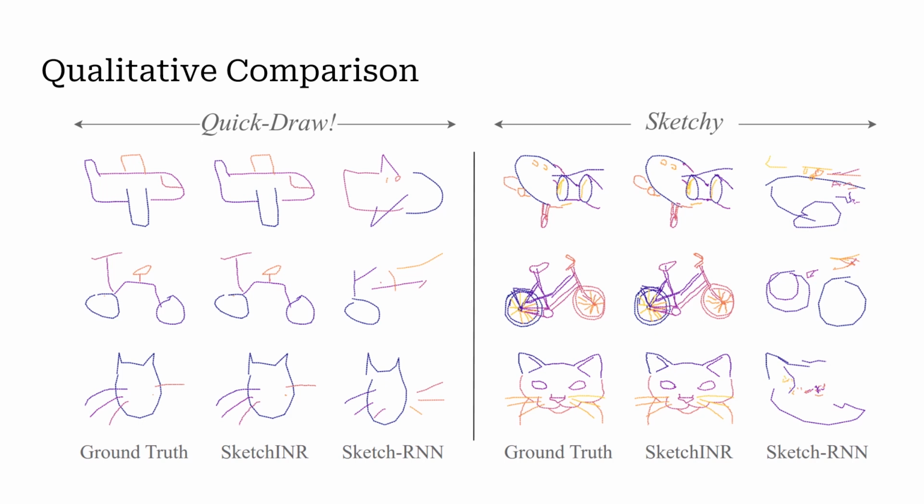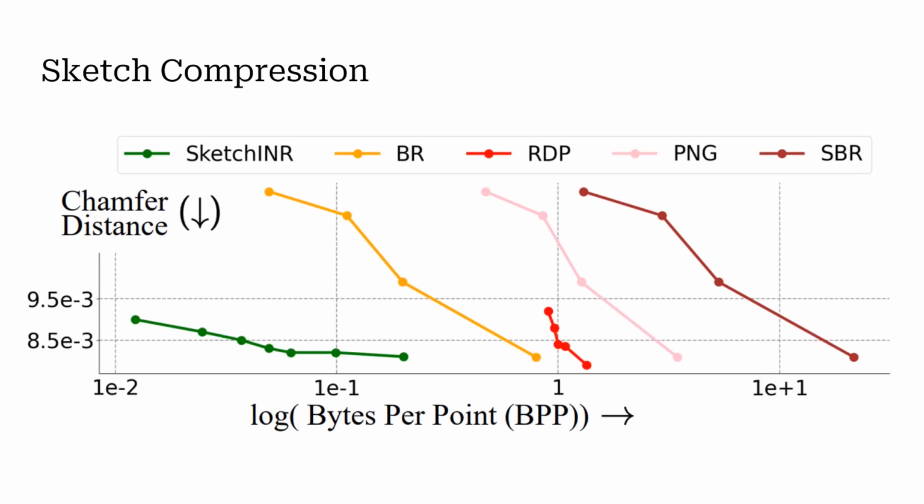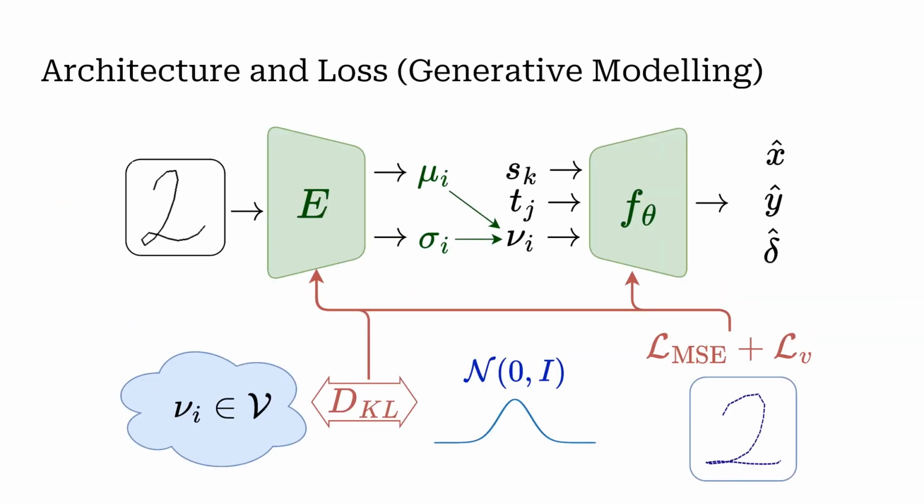We find that autoregressive models like SketchRNN cannot keep up with reconstruction quality even at lower complexity sketches. Since we can reconstruct the sketch with high fidelity, we can only store the sketch latent as a compressed form of the vector sketch. We find that storing the sketch latent yields better quality sketch reconstruction and occupies lower space than other sketch compression algorithms.